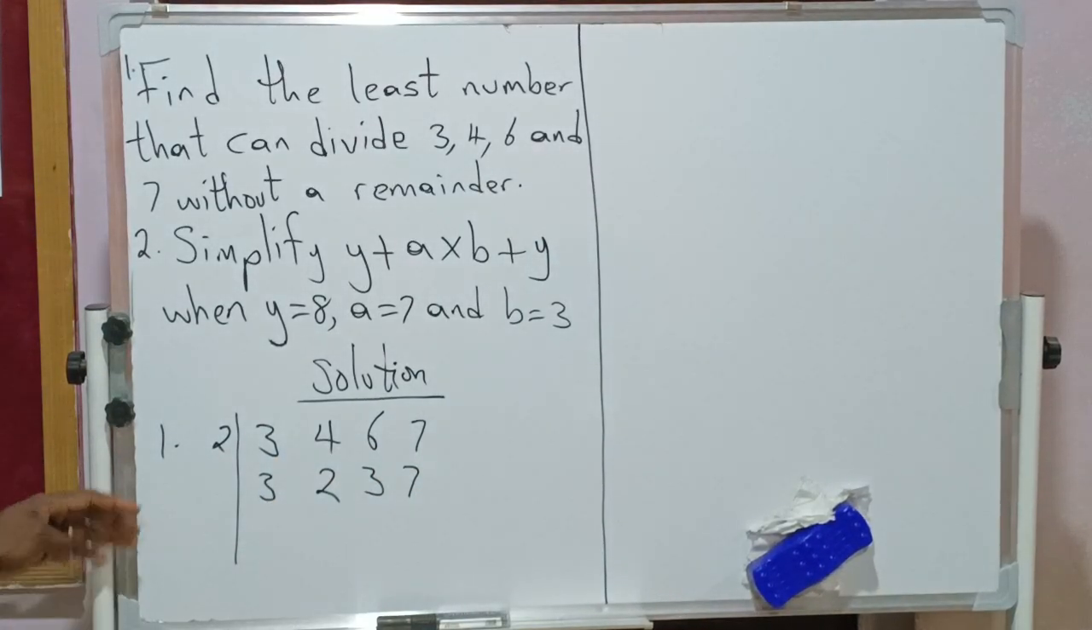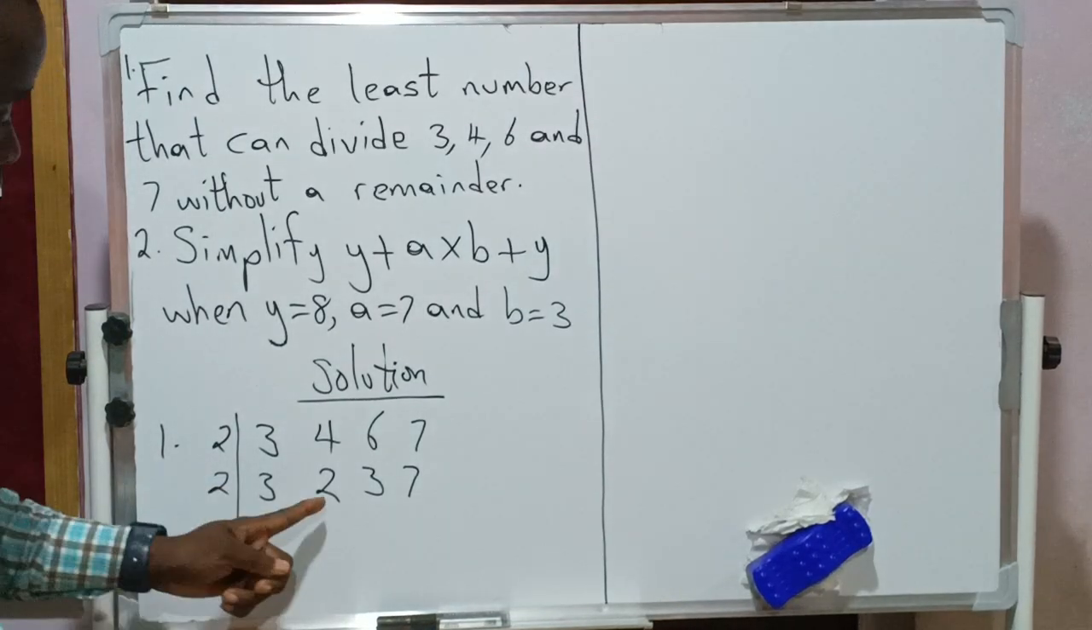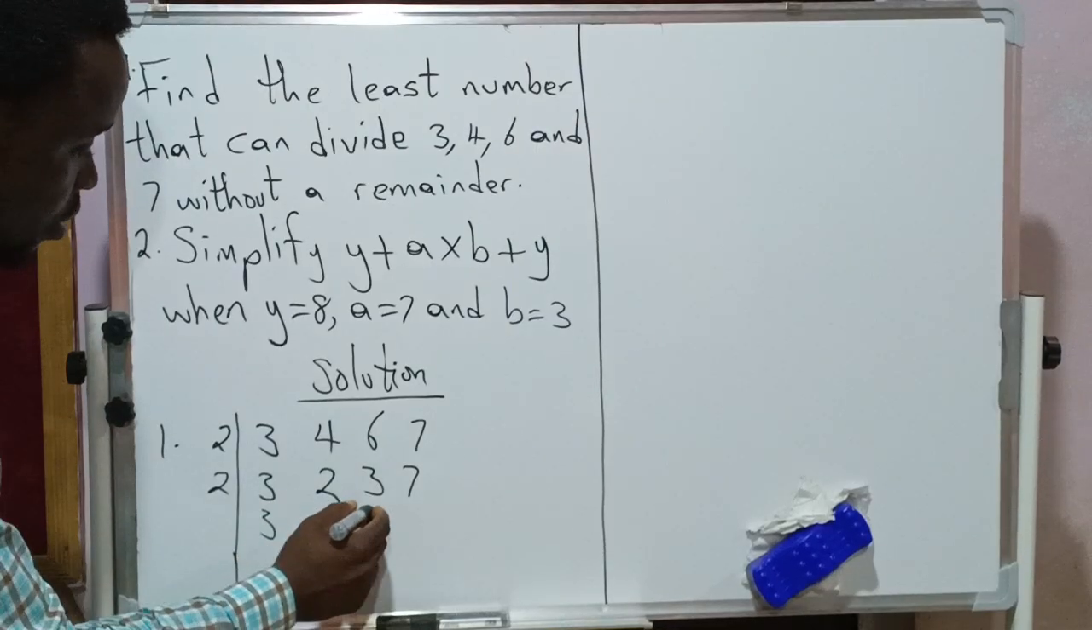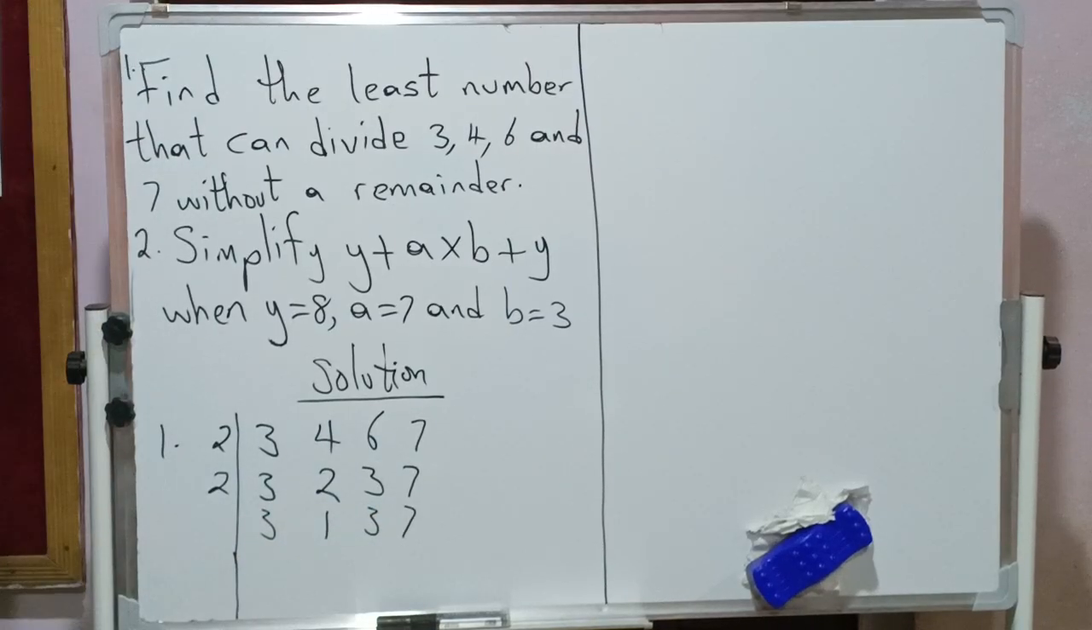Now let's check again. Is there any number here that 2 can still divide? Yes. 2 can still divide this, so I will repeat this one. 2 can go here, 1. This 3 is 7. So now we can't use 2 again. So I go to the next number, 3.